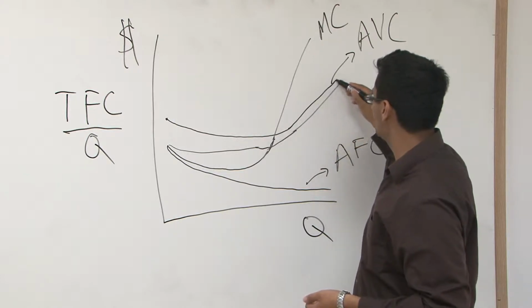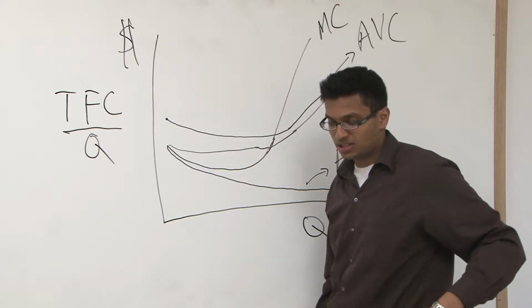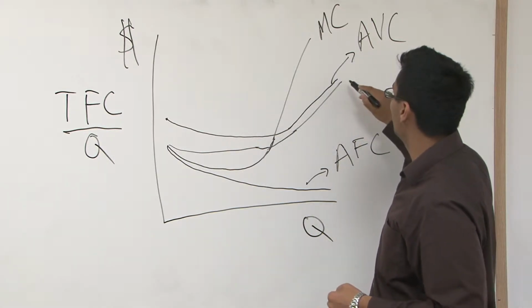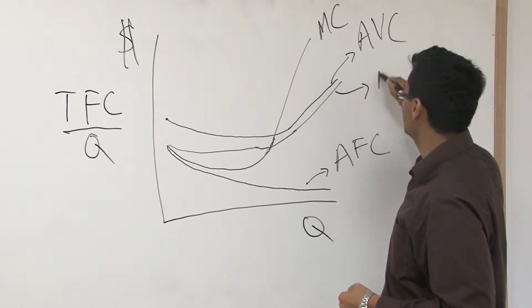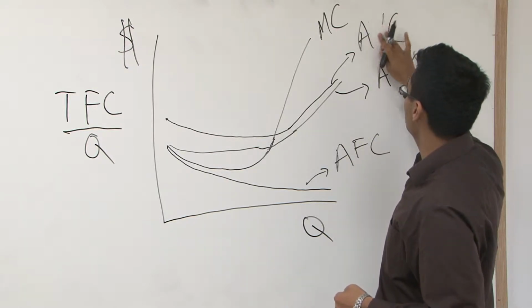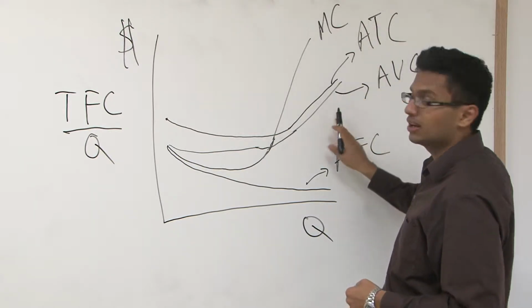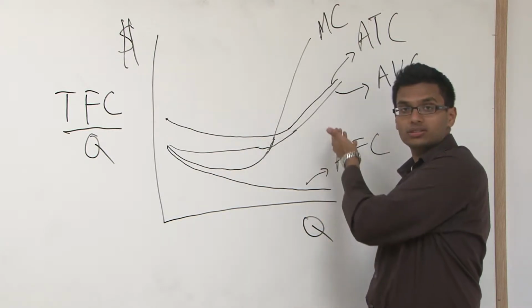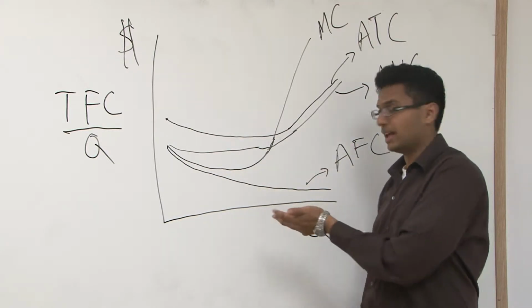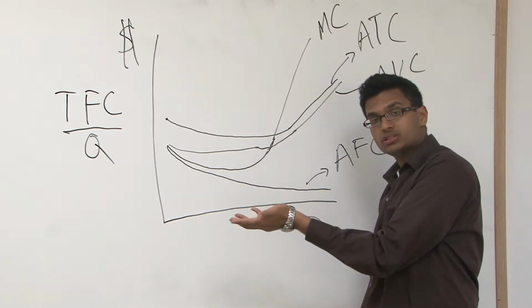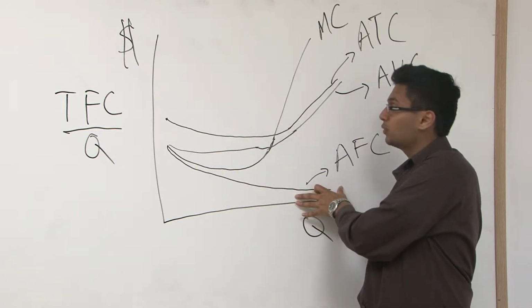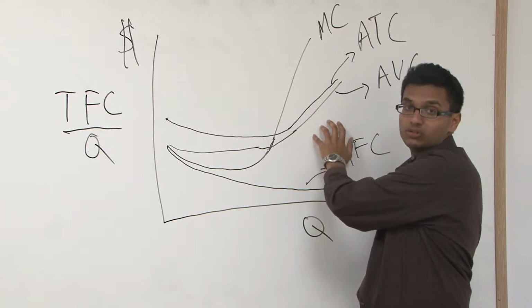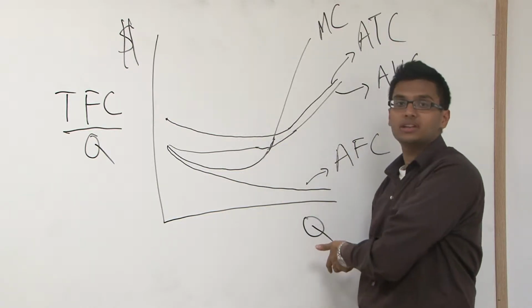But as Q goes on to infinity, ATC sort of looks more and more like AVC, because, as I said before, this is actually AVC and this is actually ATC. The top is ATC, the bottom is AVC. The reason why ATC looks like AVC as Q approaches infinity is the same reason AFC was negligible. As Q reaches infinity, if AFC is negligible, what really matters is AVC for your total cost. So that's why ATC and AVC look similar as Q approaches infinity.